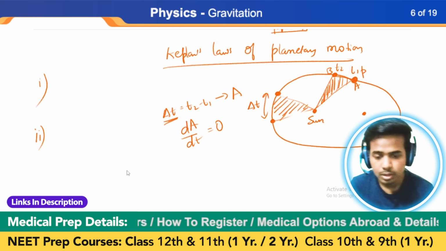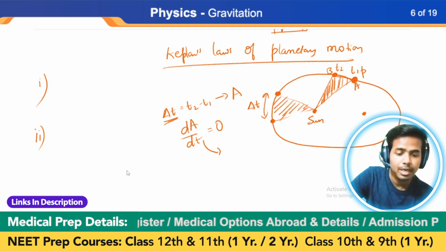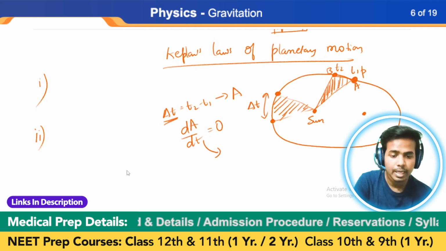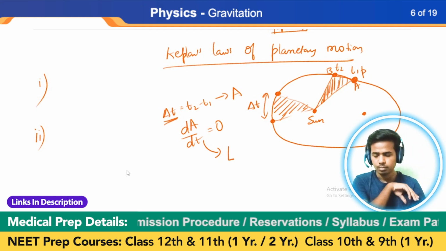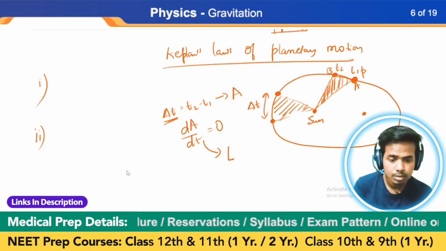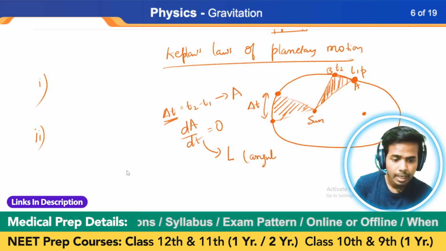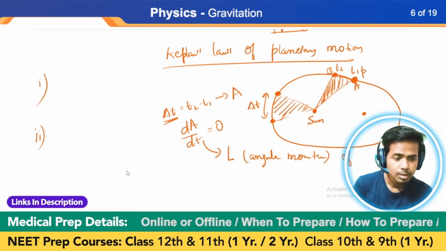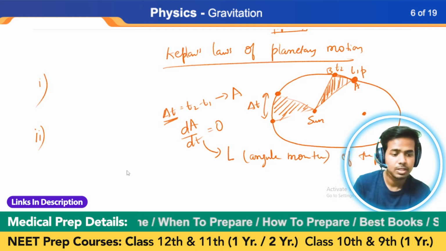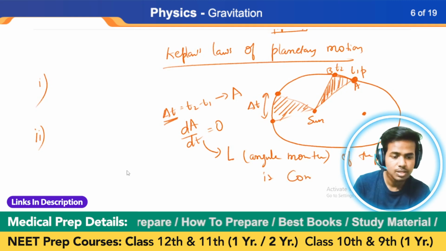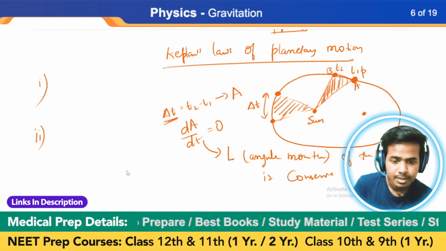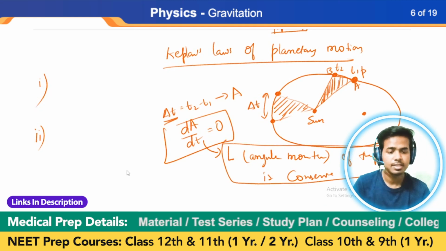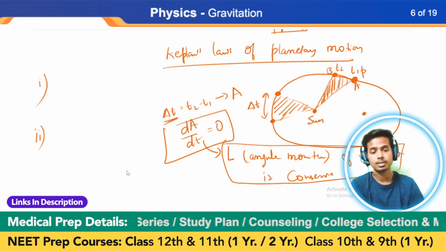I'm not going into the detail, but when you derive it out, it comes out to be that the angular momentum of the planet is actually conserved. This you have to remember, these two things, this one and that the angular momentum of the planet is conserved. Sometimes a few questions arrive from this part.